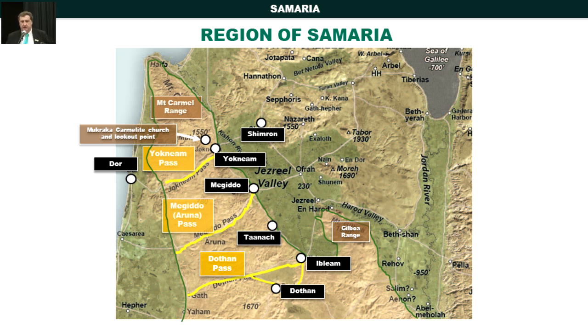Now, shown in yellow here are the three passes that go through the Mount Carmel range. The Yokneam Pass, the Megiddo or Aruna Pass, which is guarded by the city of Megiddo, and the Dothan Pass. Now, the Mount Carmel range is that part of the Samarian highlands that juts out northwest all the way to the coast at Haifa. Now, also jutting out from the northeastern part of the Samarian highlands is the Mount Gilboa range.